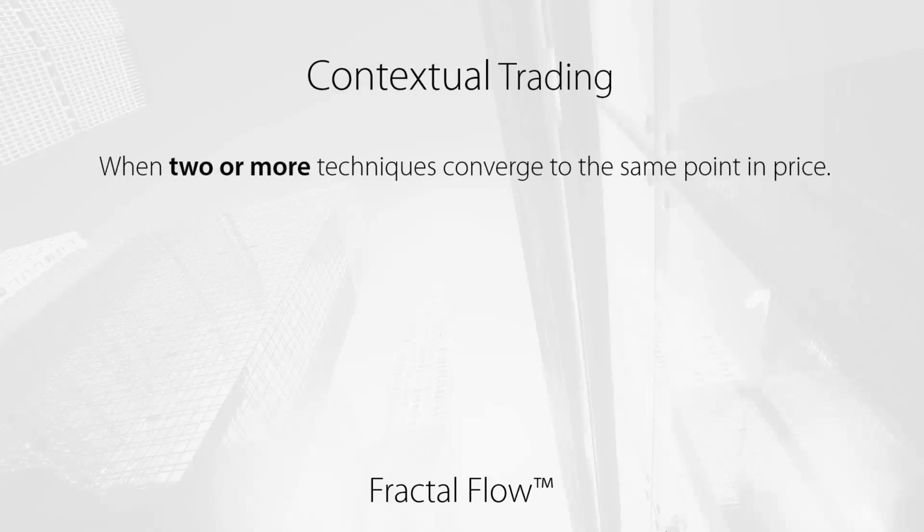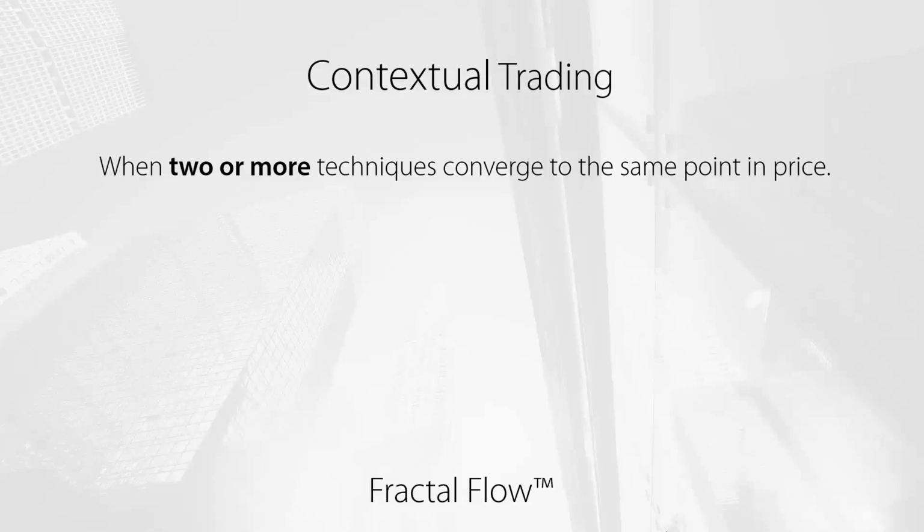Contextual trading is a principle that dictates the trader must act when two or more trading techniques converge to the same point in the price chart. That's very important because any trading technique generates good and bad signals. When you have two or more different techniques pointing to the same area in the chart, you have a much better chance of producing a good trade.